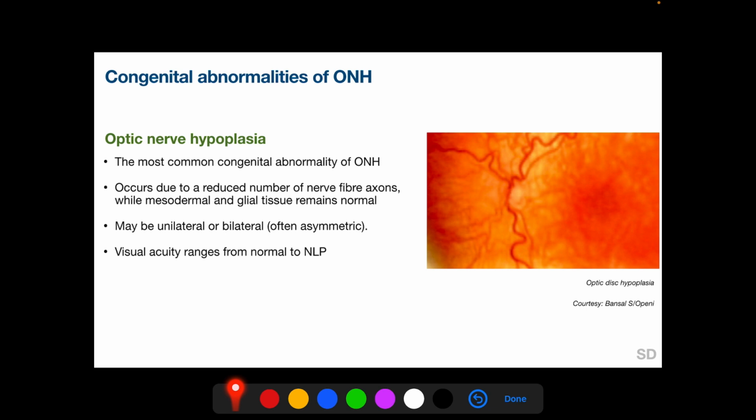Coming to the other congenital abnormalities of optic nerve head, optic nerve hypoplasia is the most common congenital abnormality of the optic nerve head, and it occurs due to a reduced number of nerve fiber axons, while the mesodermal and the glial tissue, the supporting tissue, remain normal. It may be unilateral or bilateral, and if it is bilateral, it is often asymmetric. The visual acuity may be normal, or it may be no light perception even.